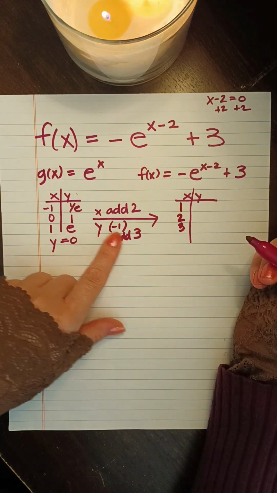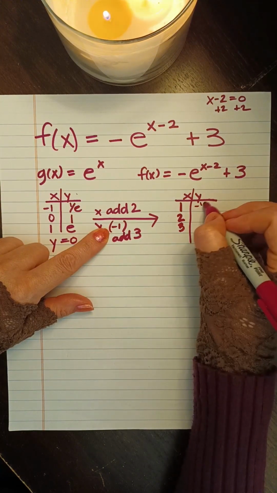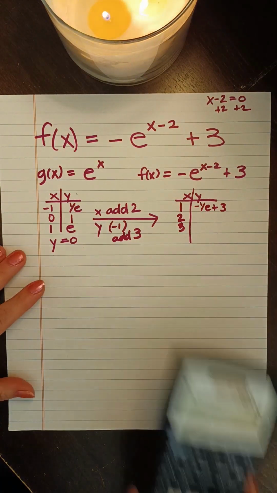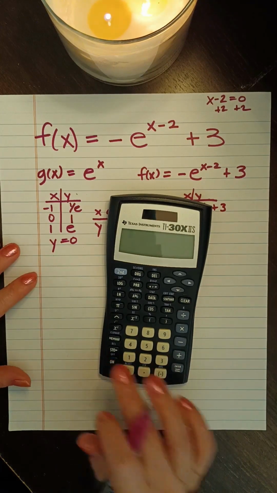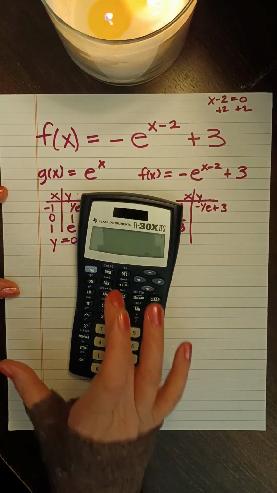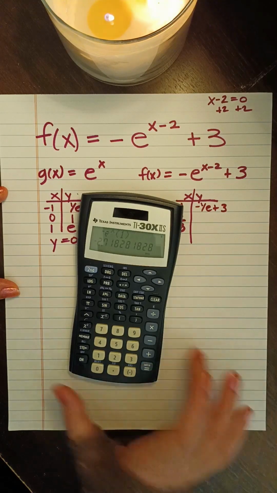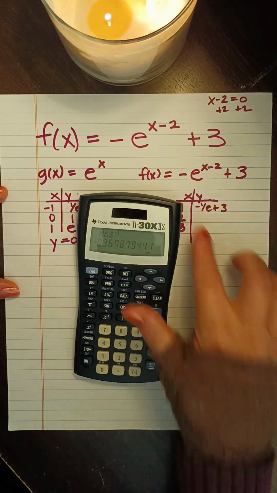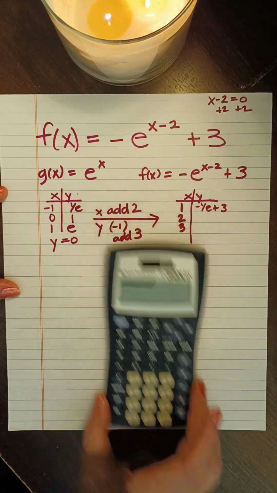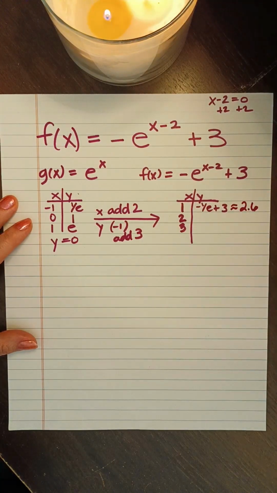All the y values, we're going to multiply by negative 1, then add 3. 1 over e times negative 1 is negative 1 over e, plus 3 is negative 1 over e plus 3. And we can go ahead and find the approximate value on that. We take e to the first, and we're going to take the inverse of that because it's 1 over that, and then we're going to add 3. So it's about 2.6. Negative 1 over e plus 3.